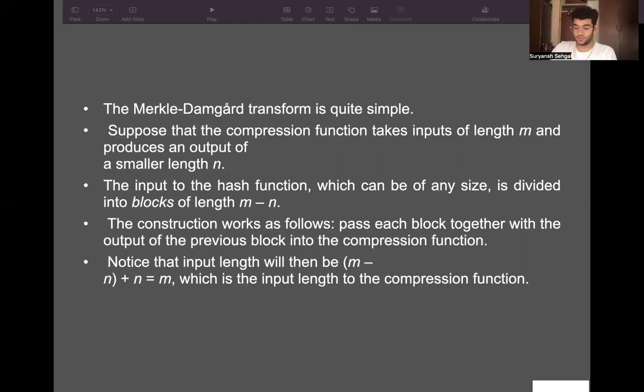As we know, SHA-256 uses the Merkle-Damgard transformation, and it is quite simple. Suppose the compression function takes an input of length m and produces an output of smaller length n. The input to the hash function, which can be of any size, is divided into blocks of length m minus n. The construction works as follows: we pass each block together with the output of the previous block into the compression function, so the input length is m minus n plus n, which is equal to m, the input length of the compression function.